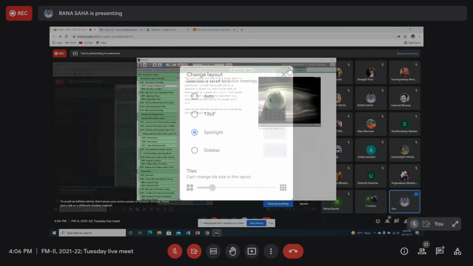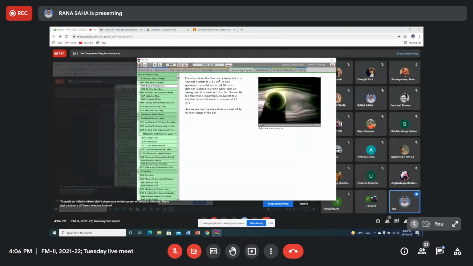This is going to be a bit small. I don't know whether you are able to see it. So this is the one which I was referring to. You can see the wake region very clearly.